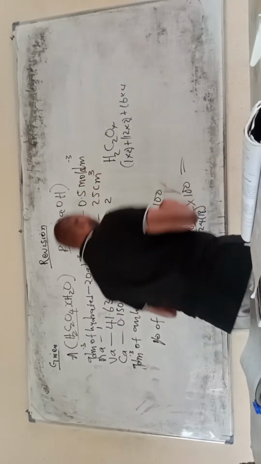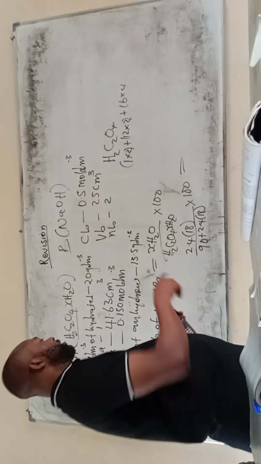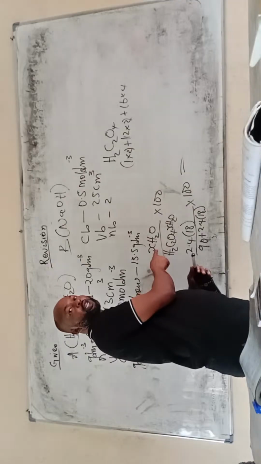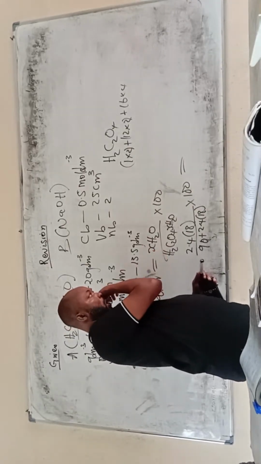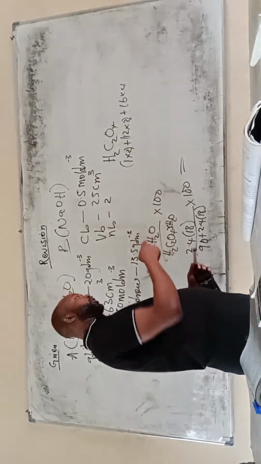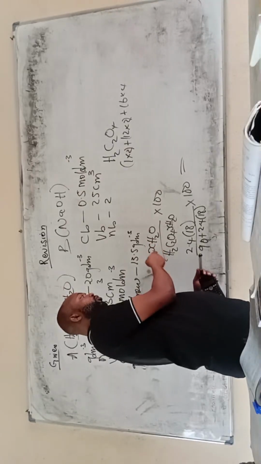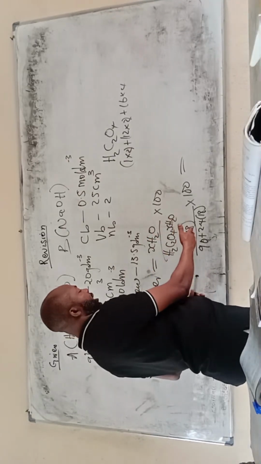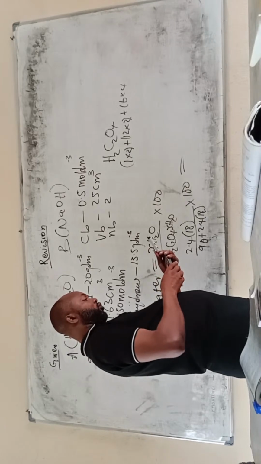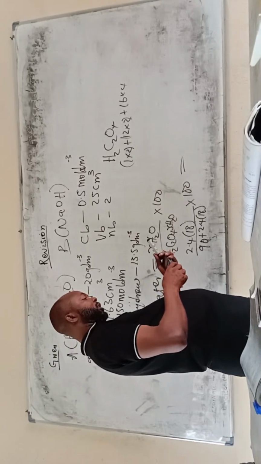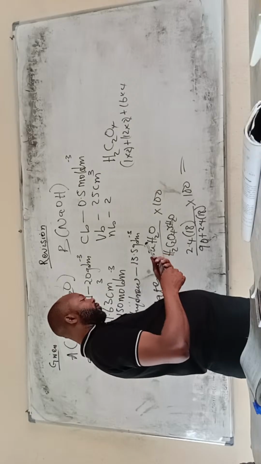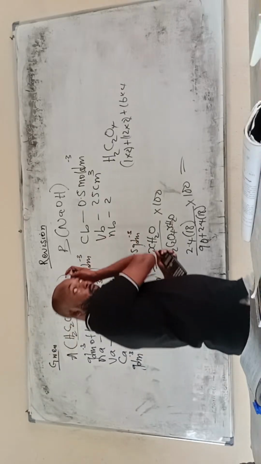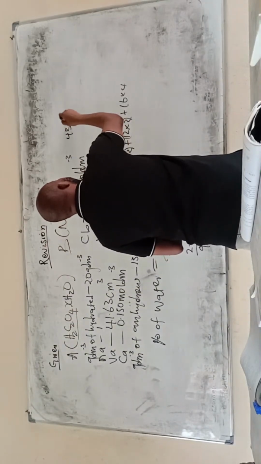This is what? 2.4 times 18. X, remember, we just finished calculating it. X is 2.4. So the number of moles of water is 2.4. So we put our 2.4 here. 2.4 times 18. What do we have? 2.4 times 18 is 43.2. Take note, 43.2.